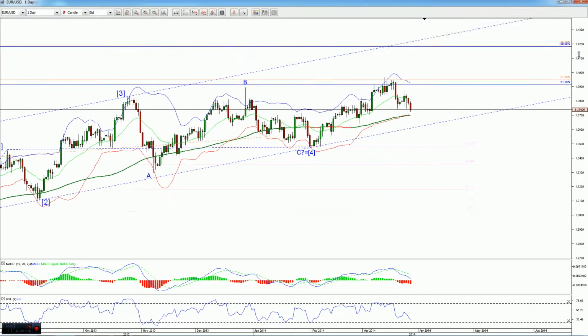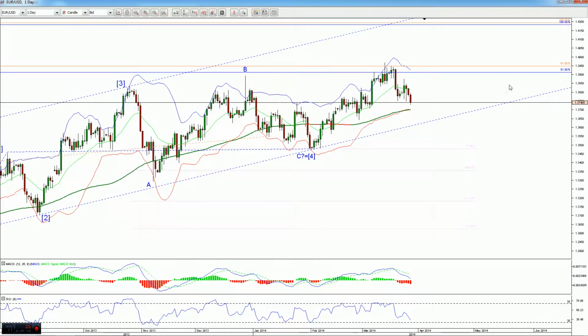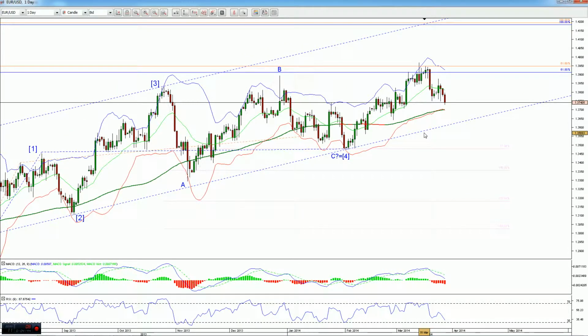Okay, so the question is what the monthly candle will do, what we will have on the monthly chart. But I think it is still quite possible for the market to move to the upside, in my opinion.